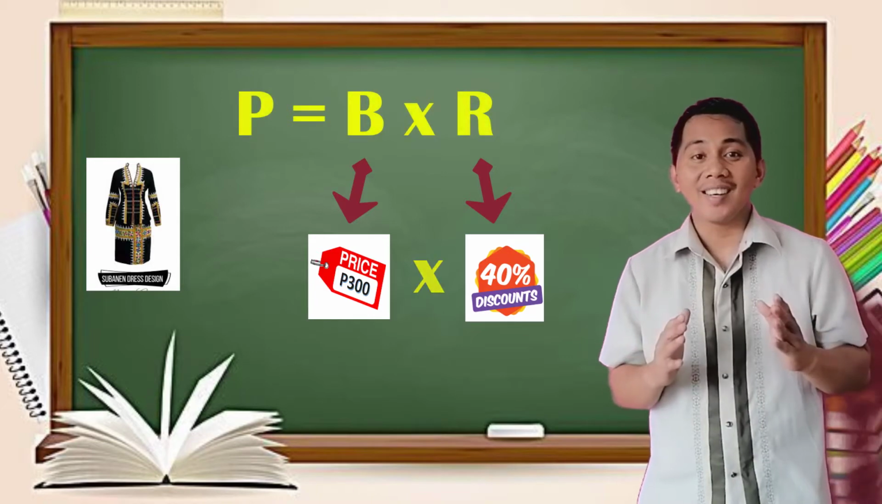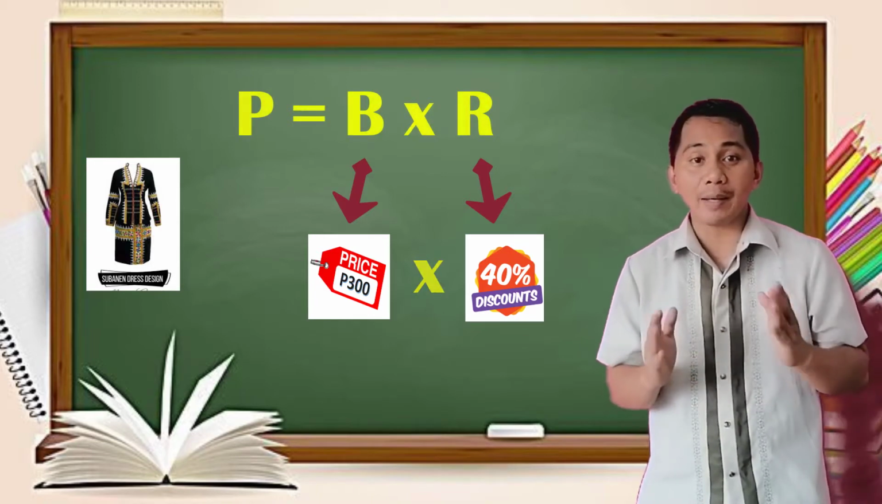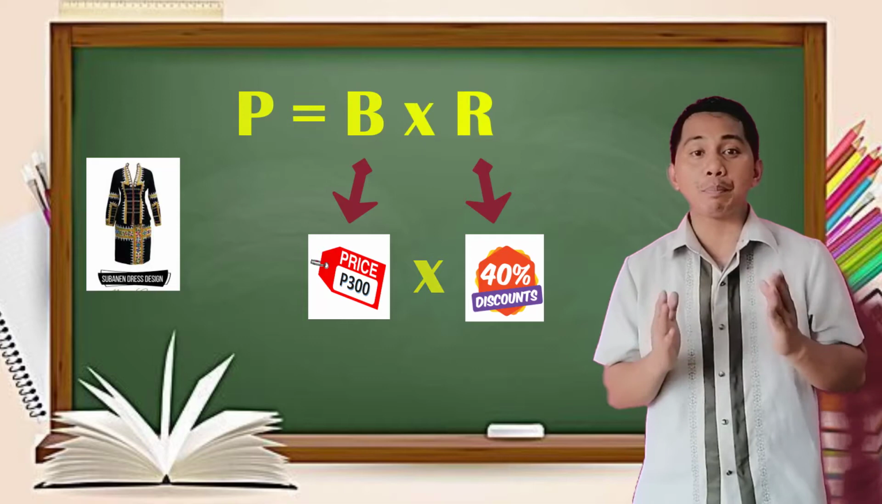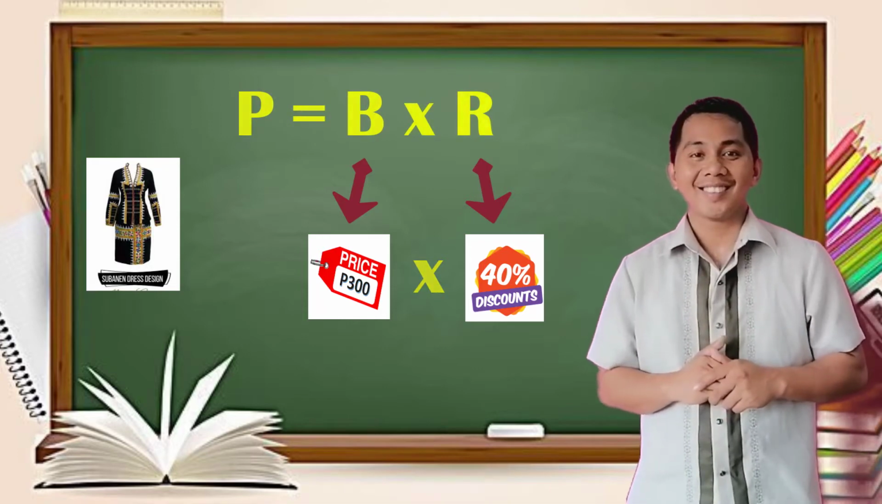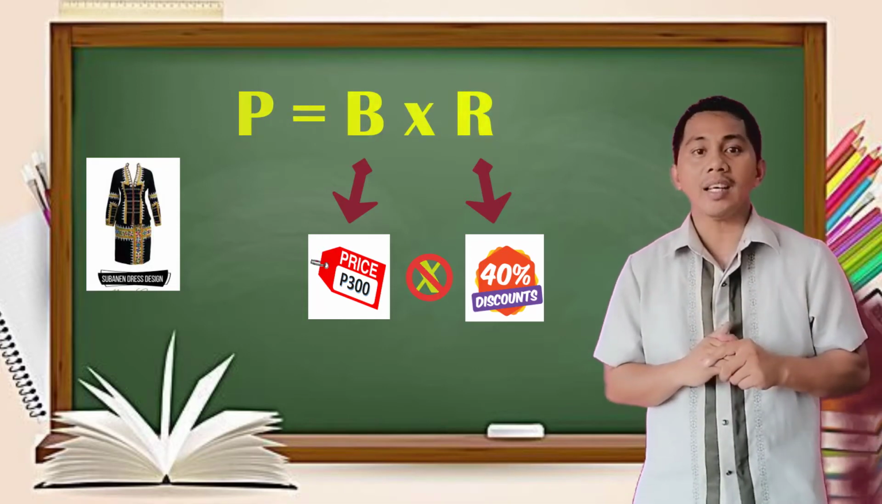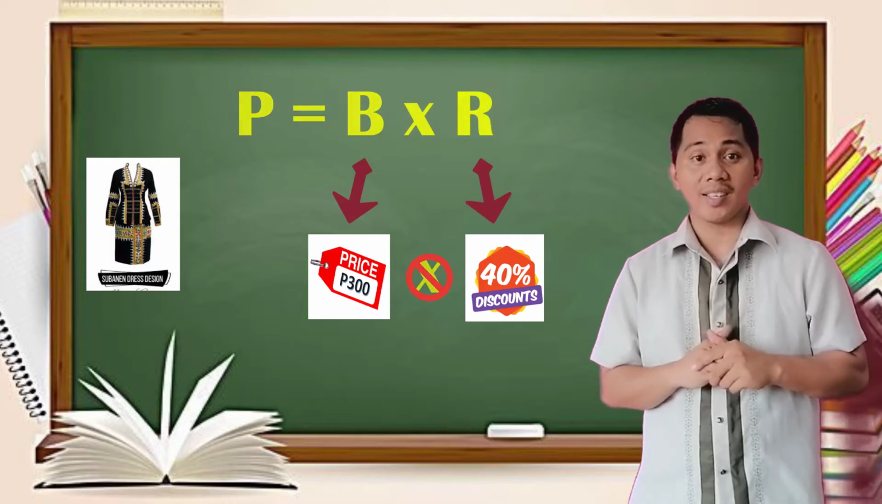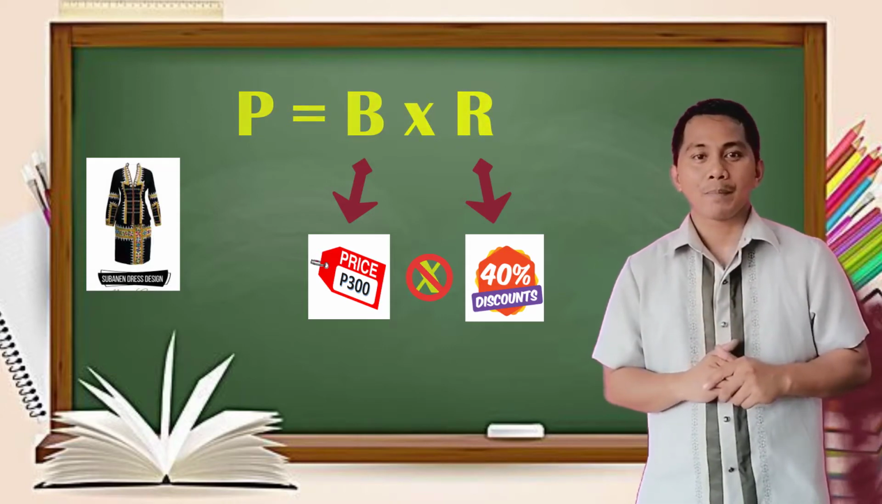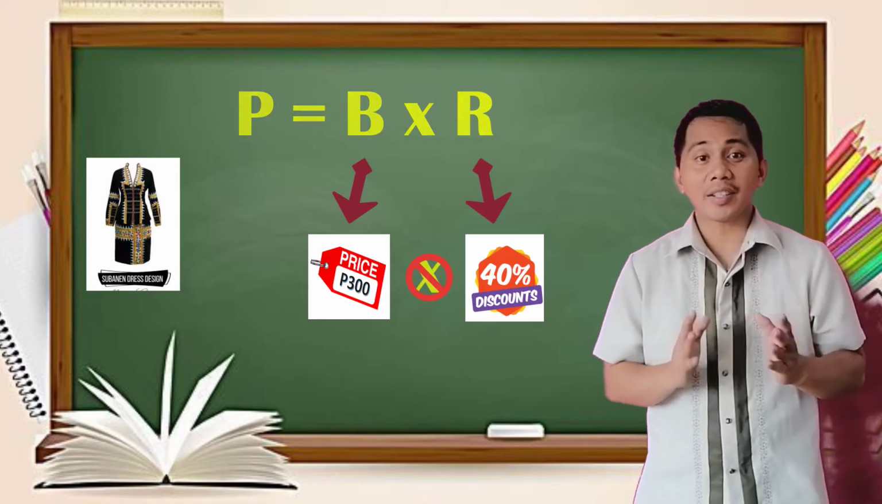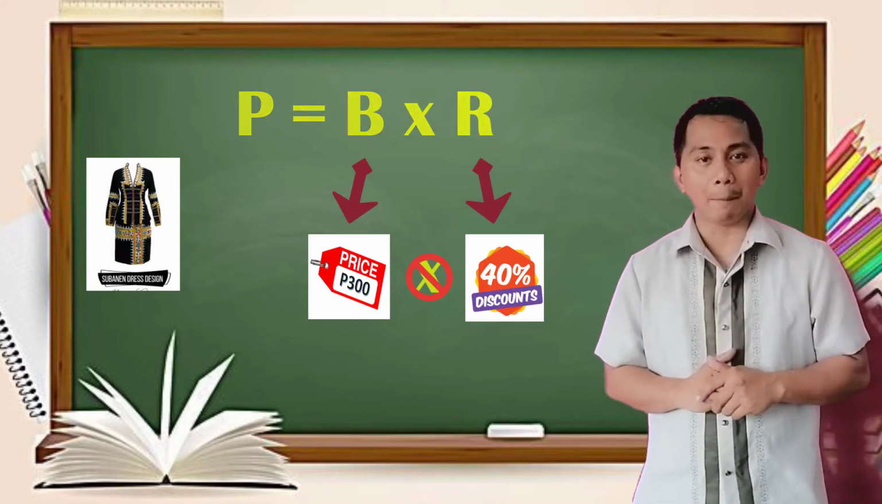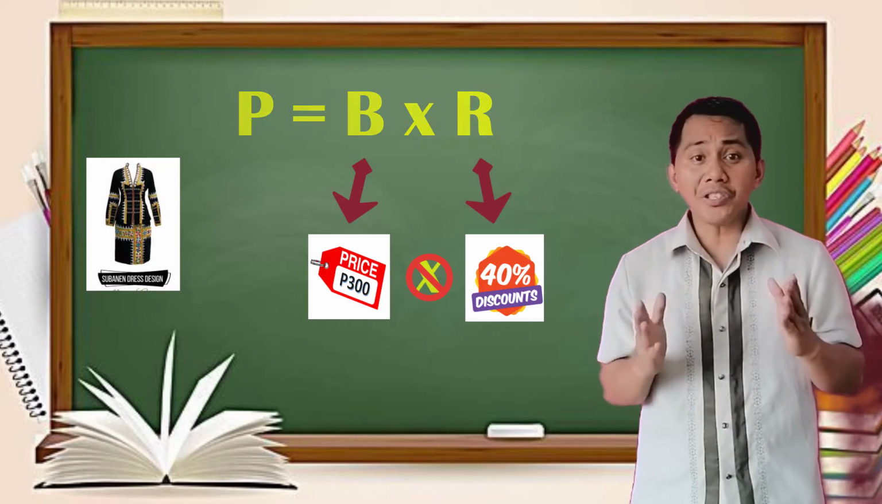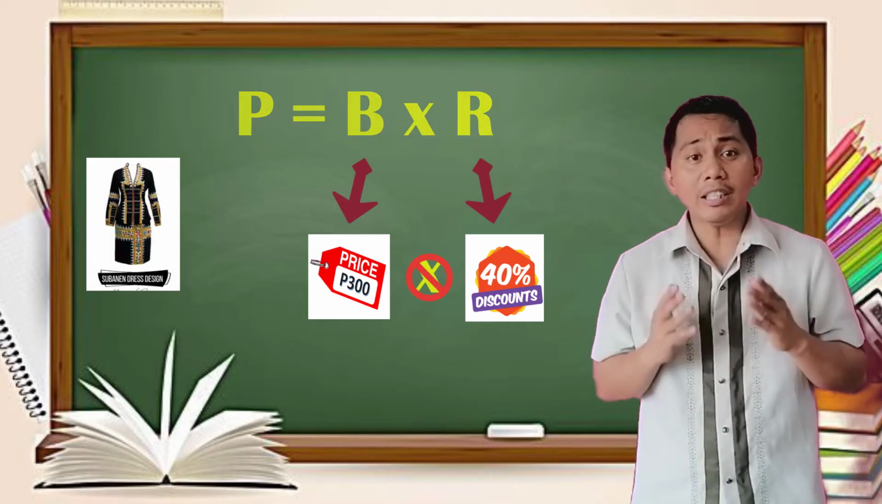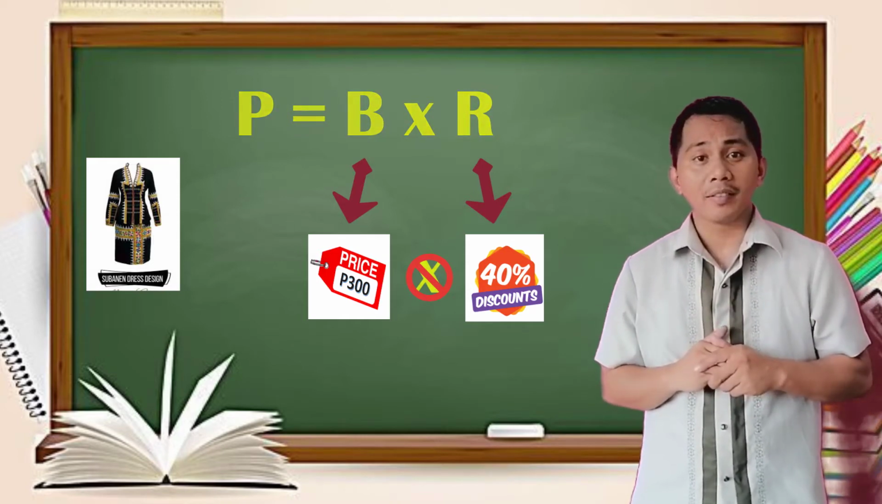Using the formula, percentage equals base times rate, or P equals B times R, we cannot directly multiply these two numbers since the rate has a different unit. Therefore, let us change the rate into a decimal number. How do we change 40% into a decimal number?